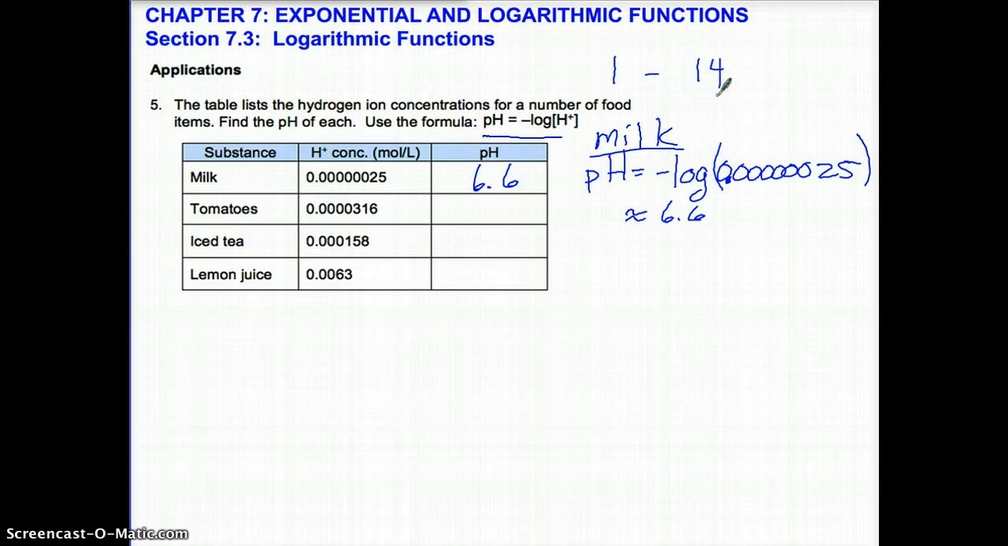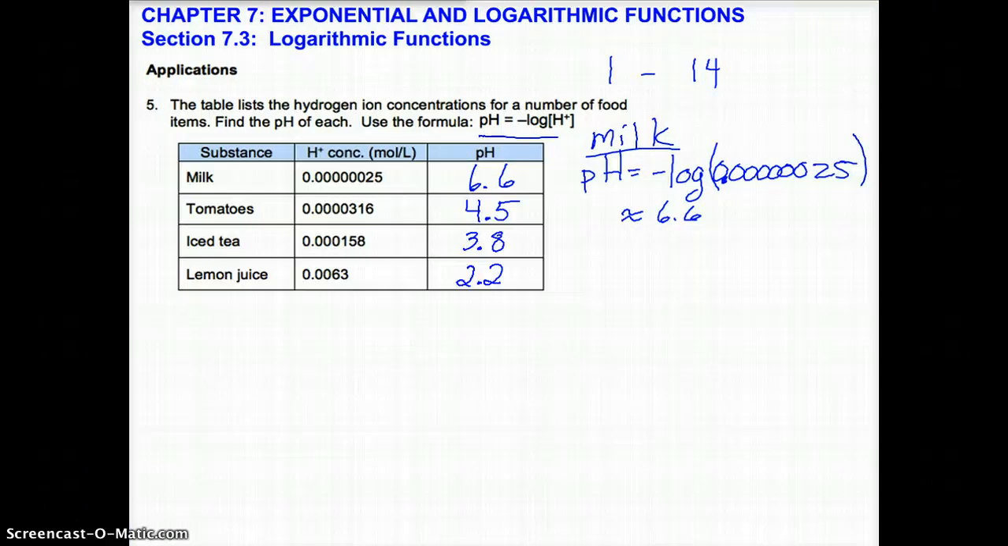So I'd like you to take a look at the rest of the table and pause this while you complete it. So completing the rest of the table with tomatoes, the pH being 4.5, iced tea at 3.8, and lemon juice being 2.2. Certainly, that indicates that the scale, as you move closer to 1, is acidic. Moving the other direction would be your base, because certainly you would expect milk to be not quite as acidic as lemon juice. So if you'll start the homework problems, you can work your way through those.